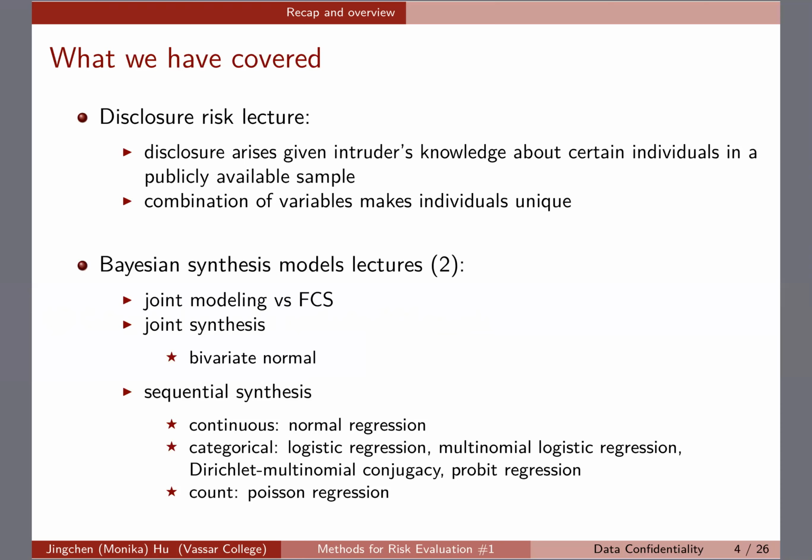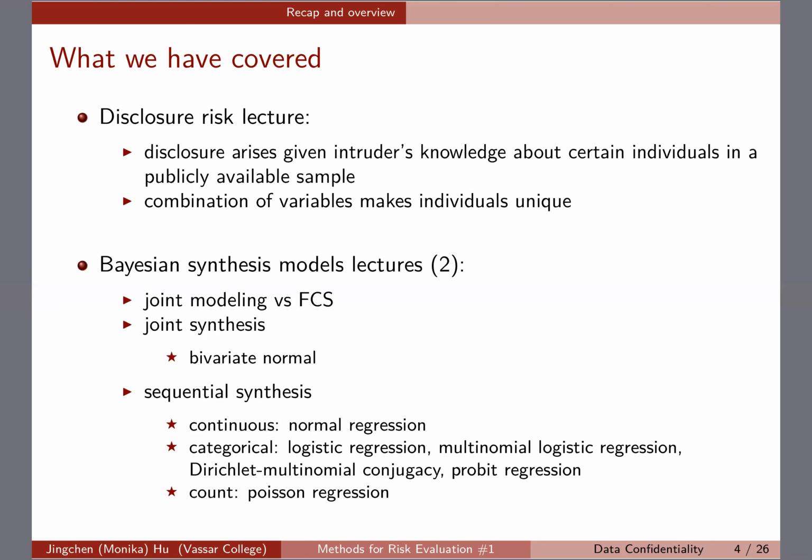And then we had two lectures on Bayesian synthesis models. We talked about joint modeling versus the full conditional specification. The joint synthesis we didn't dig into too much, but I mentioned that if you have two continuous variables, you can develop a bivariate normal model for it, say the log income and log expenditure, and go from there. But the main emphasis so far is the sequential synthesis, dealing with one variable at a time, and that will depend on what type of variables you work with.